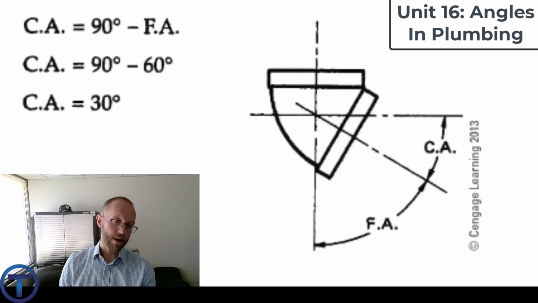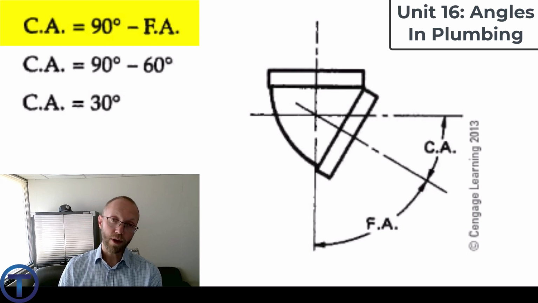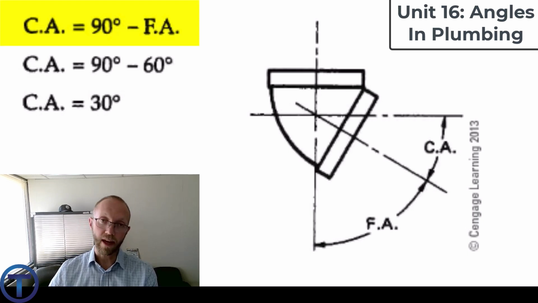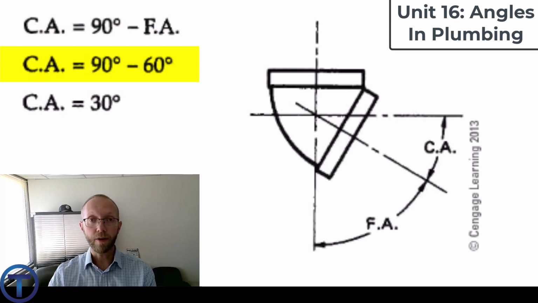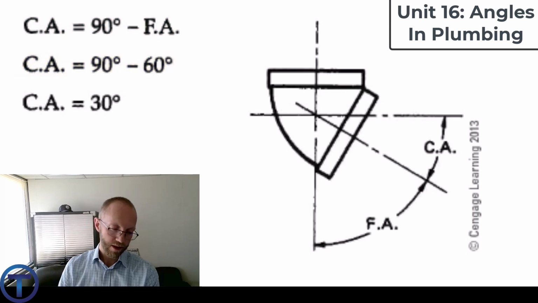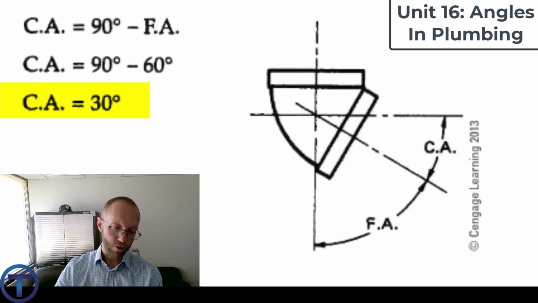So here we have an example of that. The complementary angle equals 90 minus the fitting angle. So the complementary angle equals 90 minus, in this case, a 60 degree fitting angle. So the complementary angle left over is a 30 degree angle.